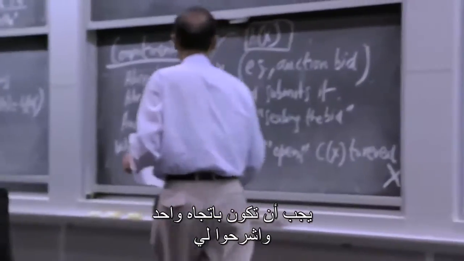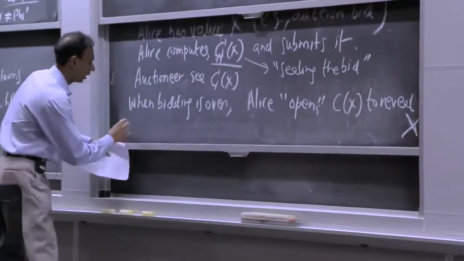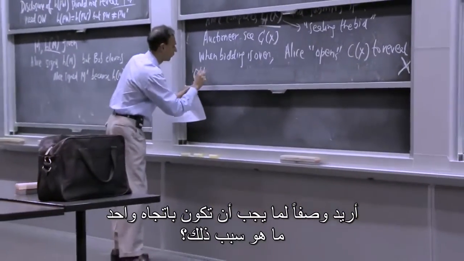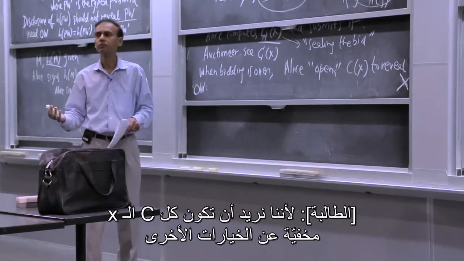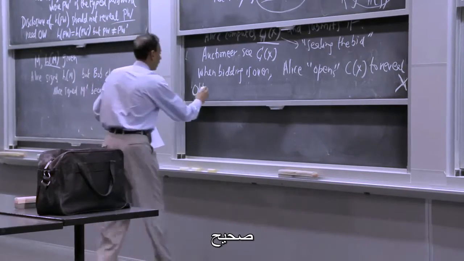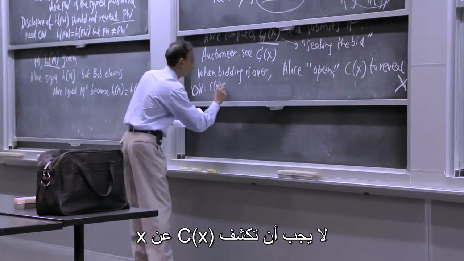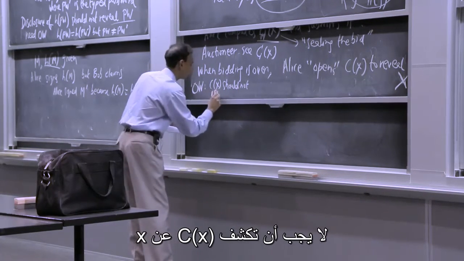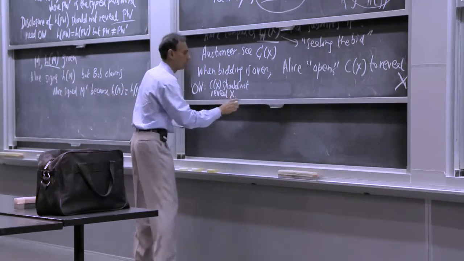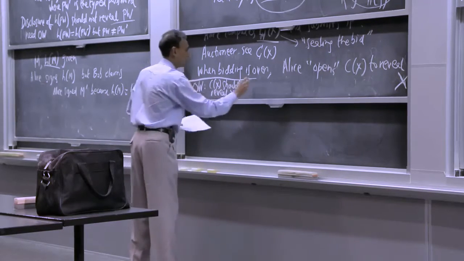It has to be one way. And explain to me, I want a description of it has to be one way, because why? Because you want all the C of X's to be hidden from all the others. Right. C of X should not reveal X. All right? All right, that's good.